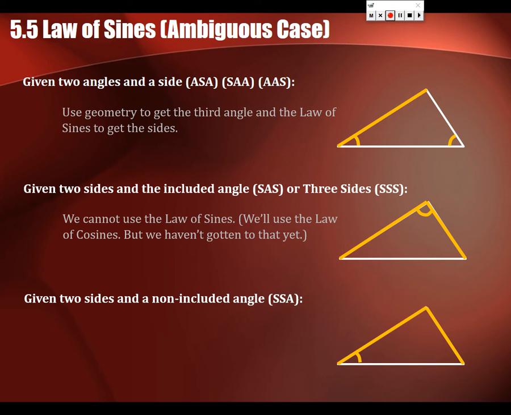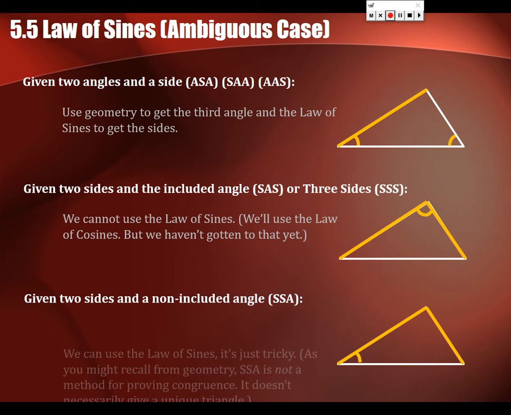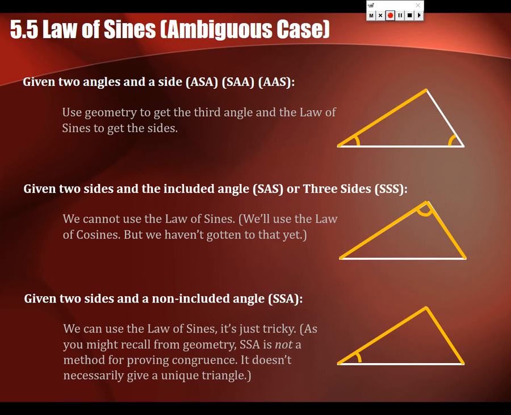That perhaps SSA doesn't produce a unique triangle. We'll see. And the point is, we'll flesh out, we're going to spend 15 minutes here talking about why this is a tricky situation. You'll recall from geometry that SSA is not certainly a method for proving two triangles congruent. Is that a thing you remember? Okay, so there does seem to be trouble afoot, but it's not insurmountable trouble.